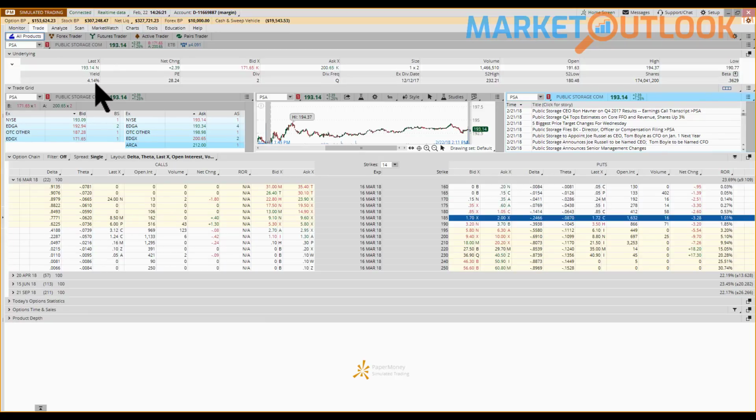A lot of times you find PSA over history trades closer to a 3% dividend yield, but price is inverse to yield, as many of you are aware, and so when price goes down in a security, its yield goes up.